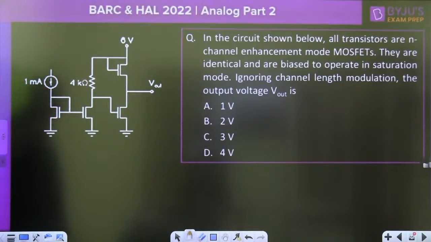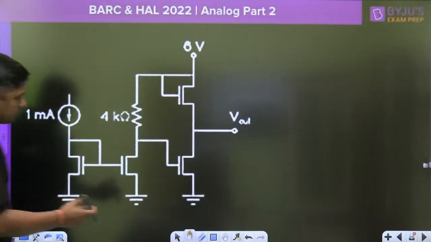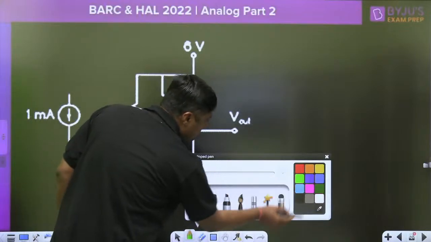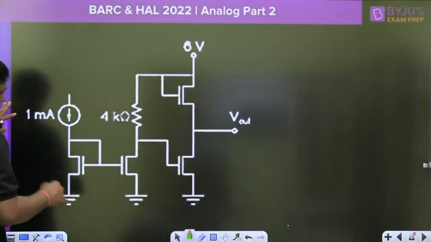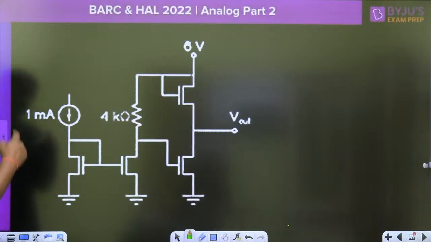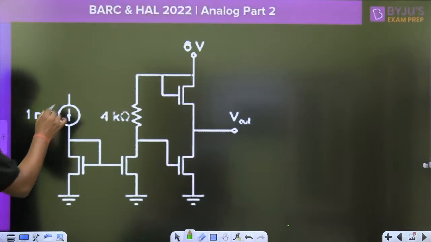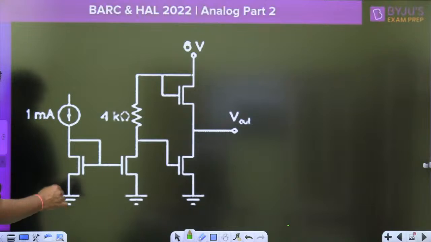Now please tell me, in the circuit shown below, all the transistors are n channel enhancement. Now what is the answer? Option D, 4 volt. So my dear friends, always remember this portion is the current mirror circuit. These two will make a pair. All the MOSFETs are identical. This is the 1 milliampere current.